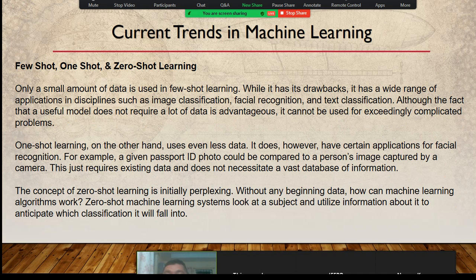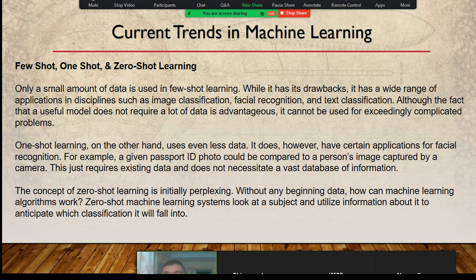Few-shot, one-shot, and zero-shot learning. Only a small amount of data is used in few-shot learning. While it has its drawbacks, it has a wide range of applications in disciplines such as image classification, facial recognition, and text classification. Although the fact that a useful model does not require a lot of data is advantageous, it cannot be used for exceedingly complicated problems.